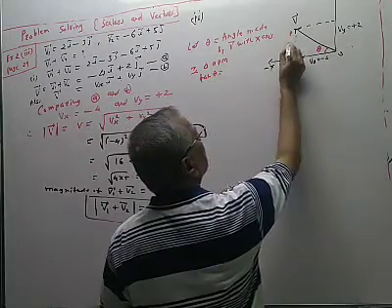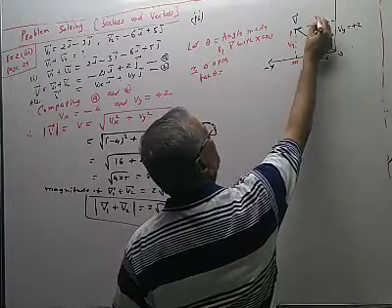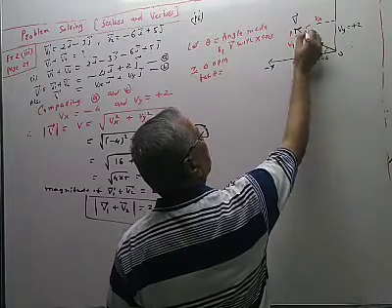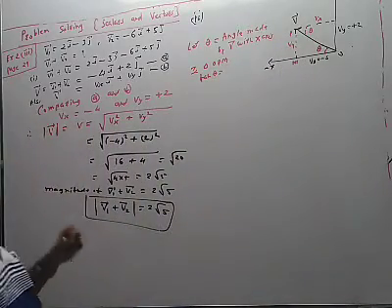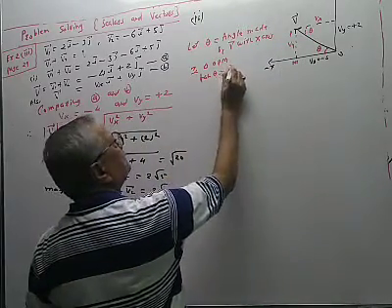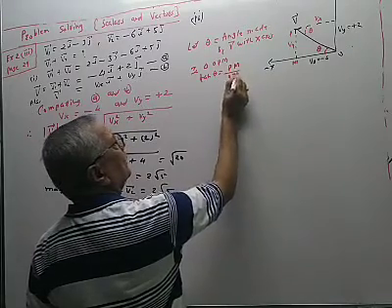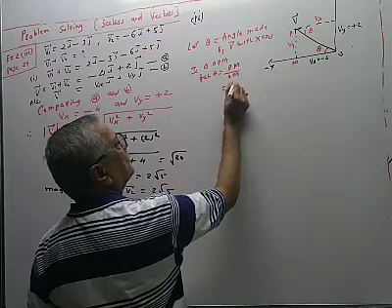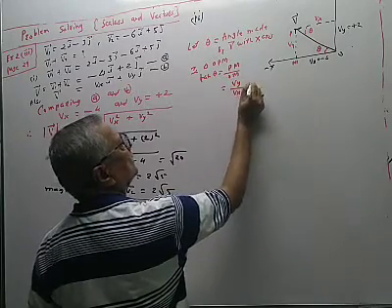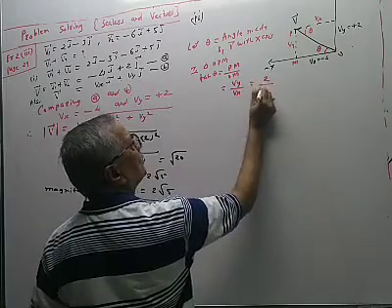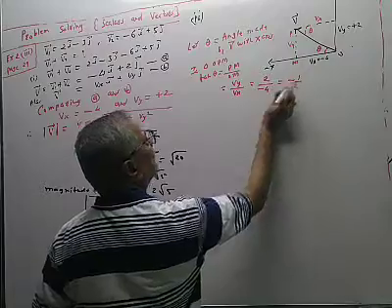If this is Vy, this is also Vy. If this is Vx, this is also Vx. If this angle is theta, this is also theta. So we can use any triangle. So tan of theta is equal to perpendicular PM upon base OM, and PM is equal to Vy, OM is equal to Vx, and therefore this is equal to 2 upon minus 4. So that is equal to minus 1/2.